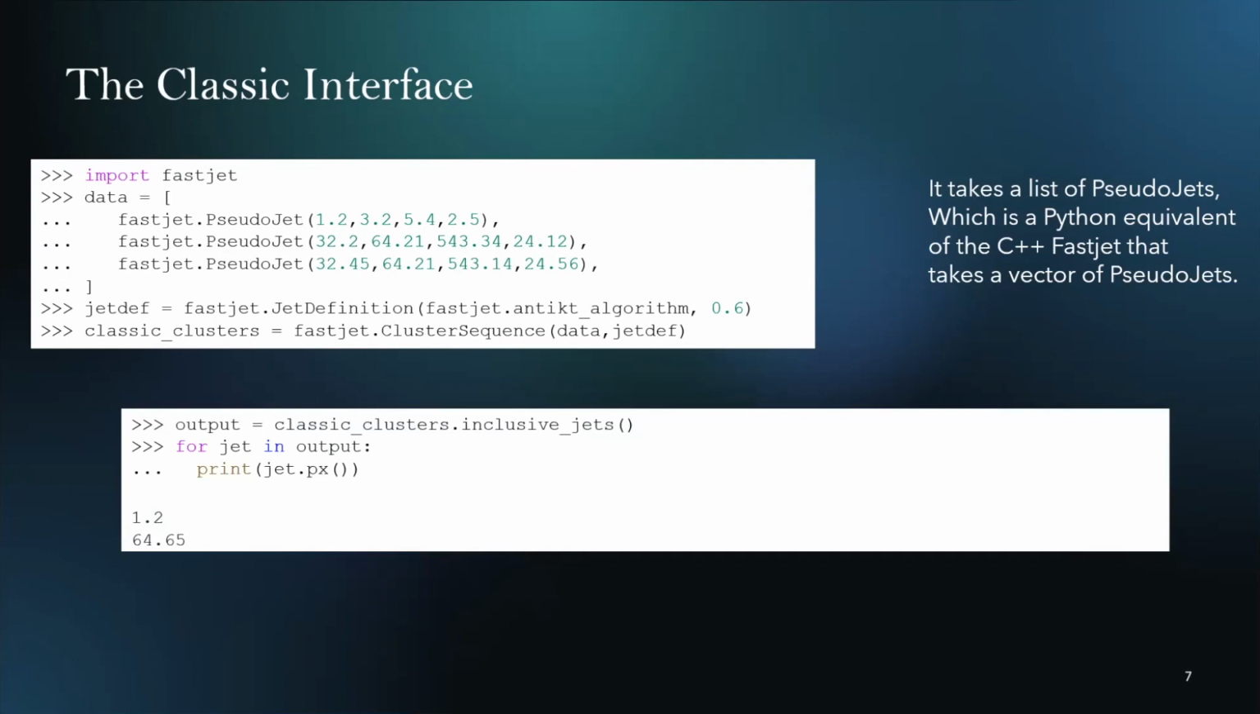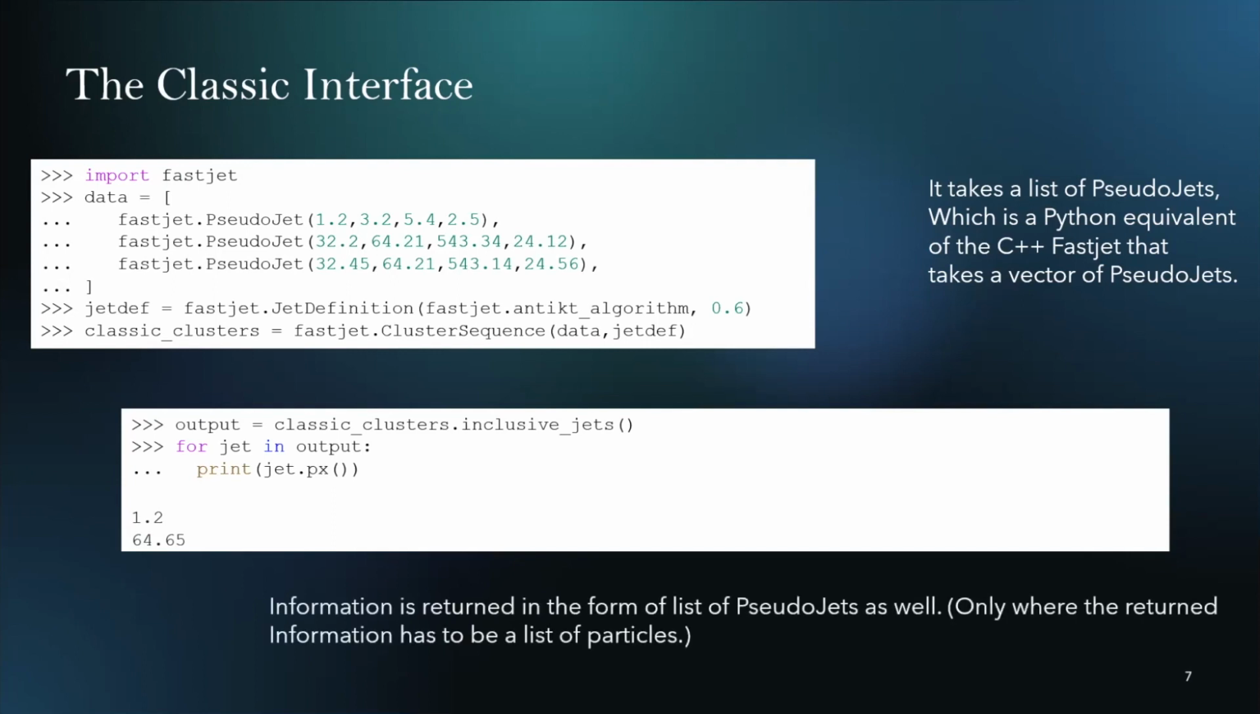For example, like I've done here, I have tried printing the px values of all the inclusive jets in the event, and you can see that the information is being returned in the form of a list of pseudojets. That's the case with the classic interface. Wherever the information to be returned is a list of particles, it will return a list of pseudojets.